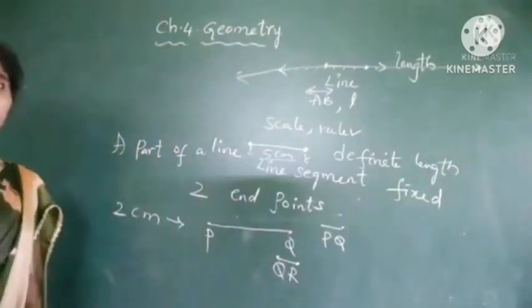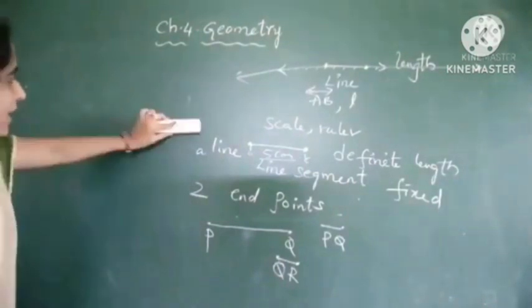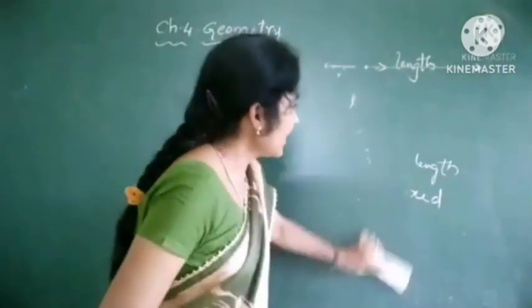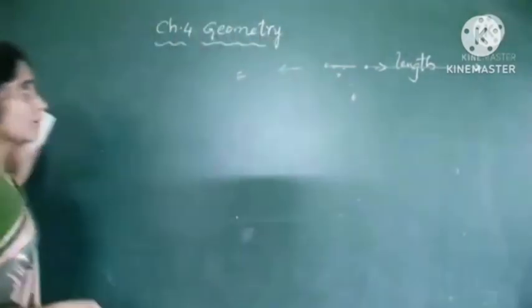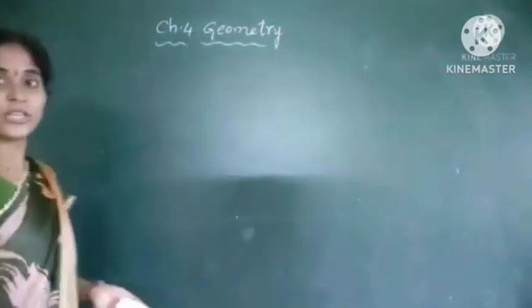So what is a line segment? A part of a line is called a line segment. It has 2 endpoints. It has definite length or fixed length. We can measure the length of a line segment using a ruler or scale.